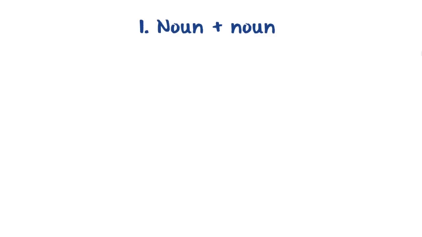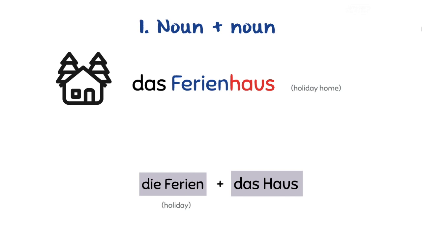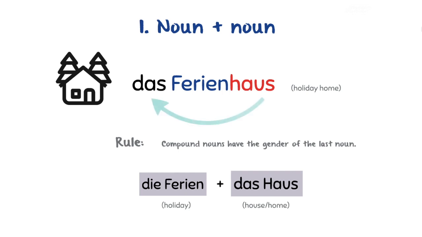Now let's have a look at the first case, noun plus noun. Here we have the word das Ferienhaus, which can be translated as the holiday home. Here we have the word die Ferien, which is the holiday, and das Haus, which can be translated as house or home. Important rule: compound nouns have the gender of the last noun. Das Haus, therefore das Ferienhaus.